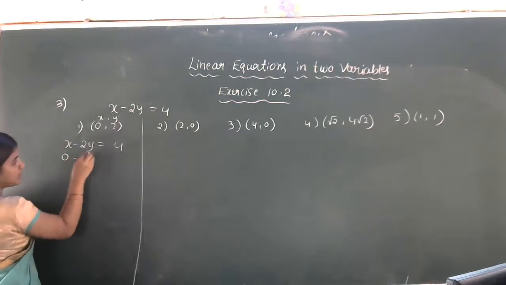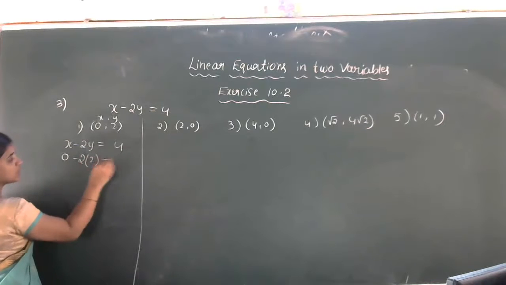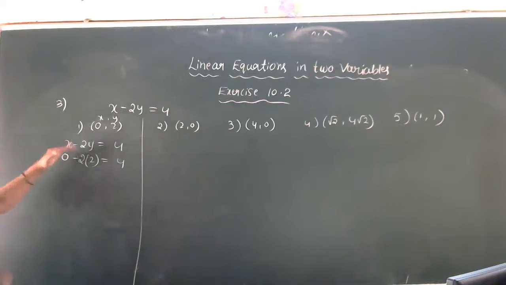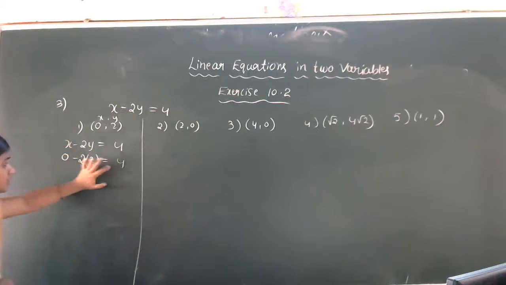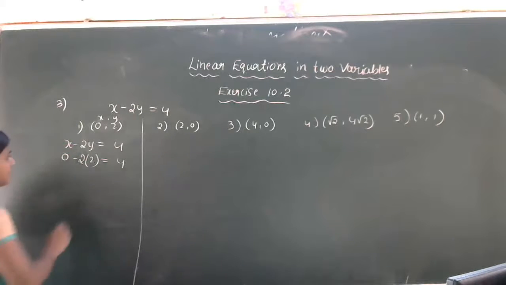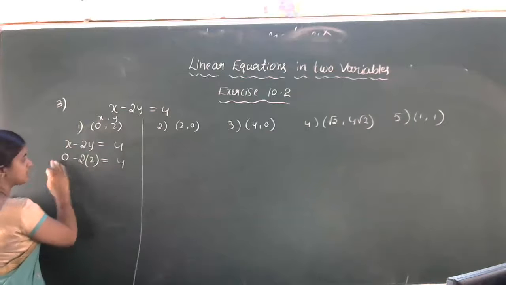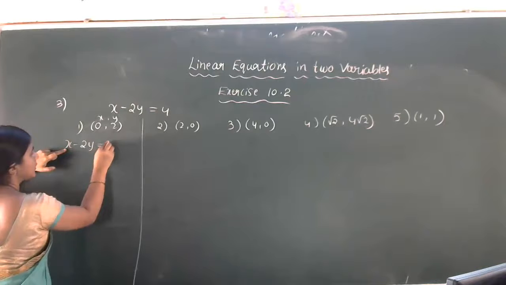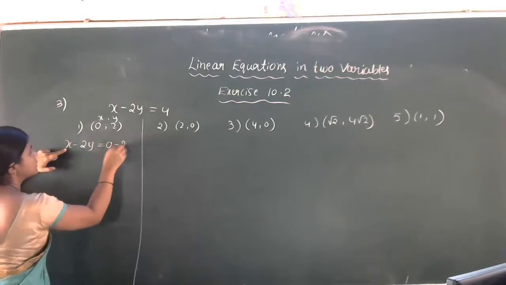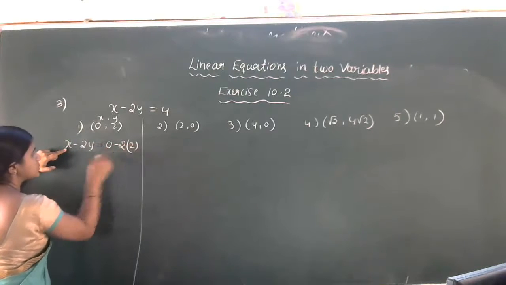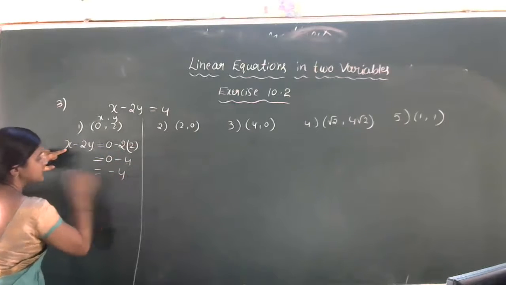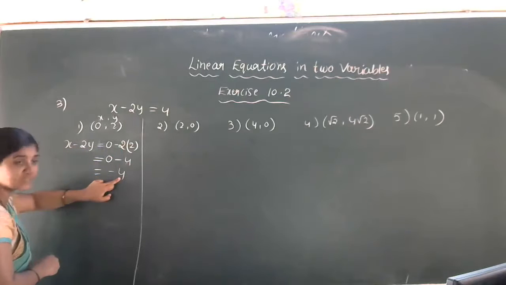0 minus 2 into the y value, which is 2, which is equal to 4. Now you just observe, 0 minus 2 into 2 is equal to 4. Can we do this? Here we cannot balance with the equal sign, no? So we have to observe x minus 2y: the x value is 0, minus 2 into the y value 2. x minus 2y is equal to 0 minus 4, that is minus 4 we got. So x minus 2y is equal to minus 4.